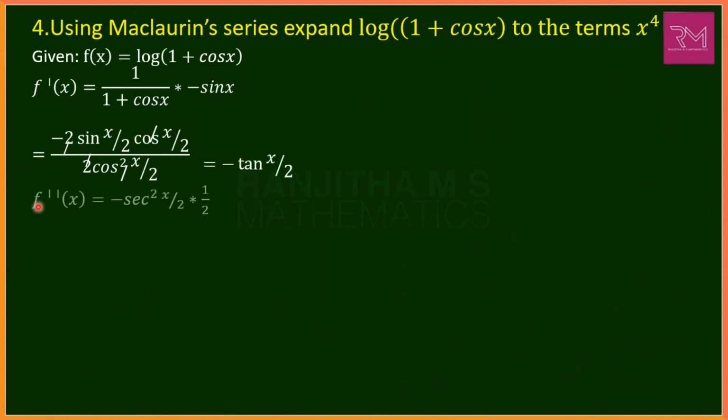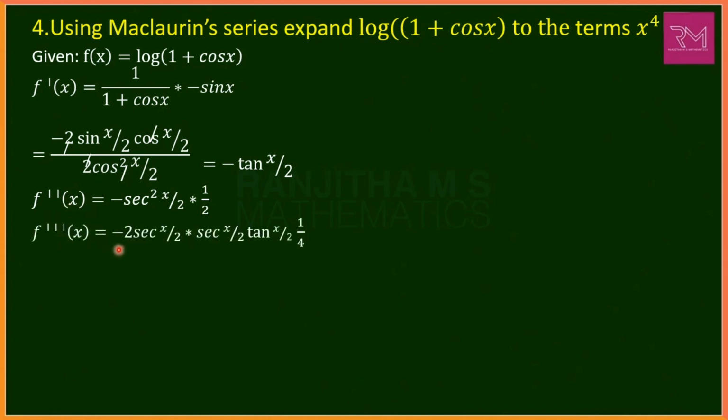Next we have to find f double dash of x, which is equal to the differentiation of tan x by 2, that is secant square x by 2, so minus secant square x by 2 into, again, the differentiation of the x by 2 term. The differentiation of x by 2 is 1 by 2 into the differentiation of x, which is 1, hence we get 1 by 2. This is our f double dash of x value.